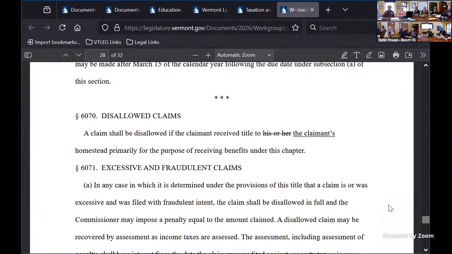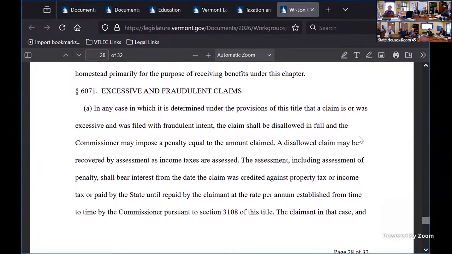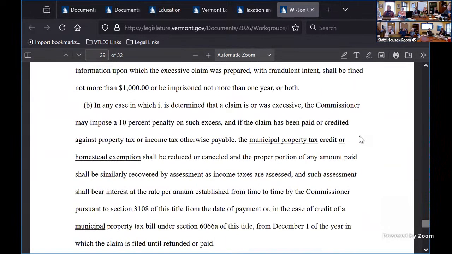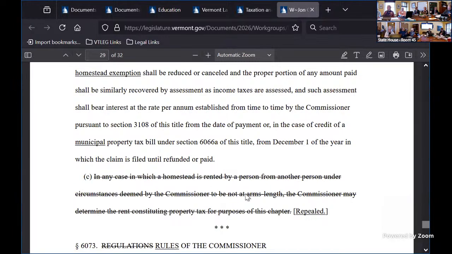Back to you, John. Cleanup type changes here, removing gendered language. I think the remainder of this is entirely technical. I say that, but then I see a question mark on my page, so that means something to me. These are conforming changes. This is where I had a question mark, subdivision C.